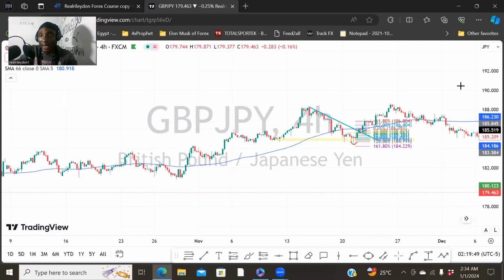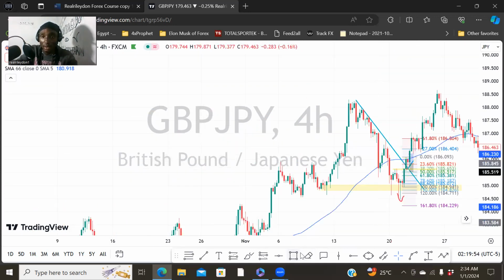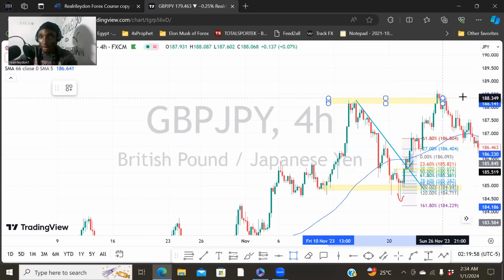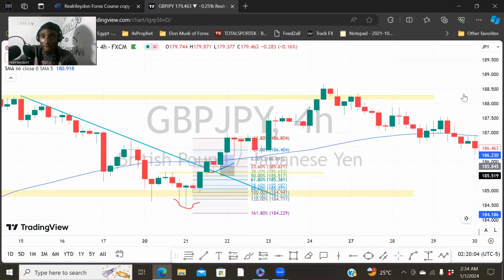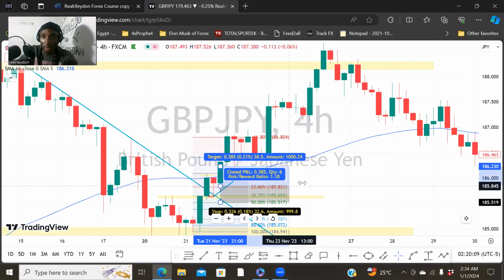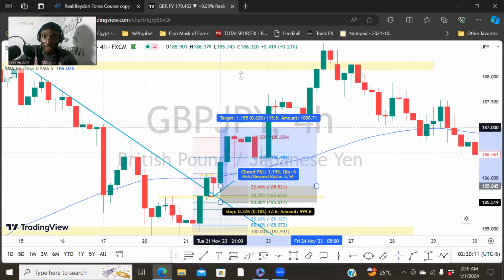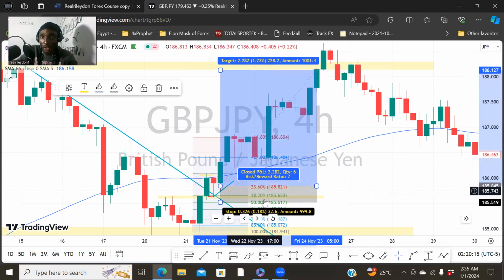So what we'll do now, we will identify a resistance zone, which is right here. So now this is the take profit area that we will be looking for. And we set the take profit to right here. So we are risking 32.6 pips to gain 228.2 pips.